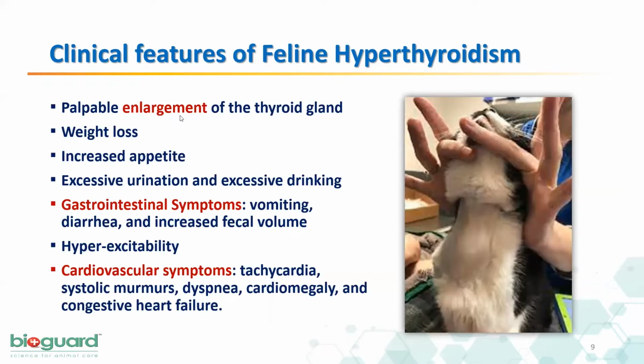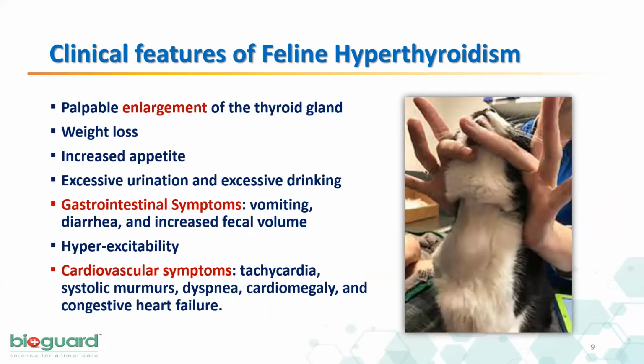So clinical features in hyperthyroidism: the most visible is the enlargement of the neck region, which we also call goiter, or palpable enlargement of the thyroid gland. With that, there will be a sudden weight loss in the cat. However, the appetite of the cat will be increased, and also the urination and the drinking. The cat will be drinking excess water.